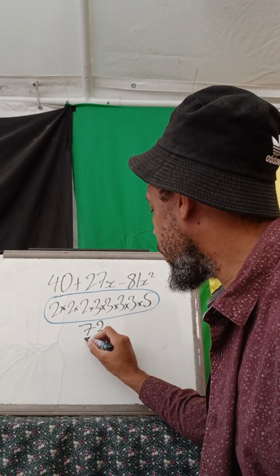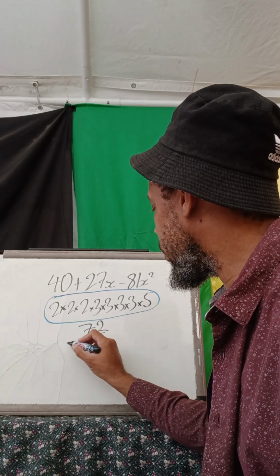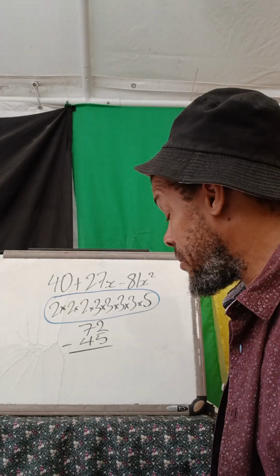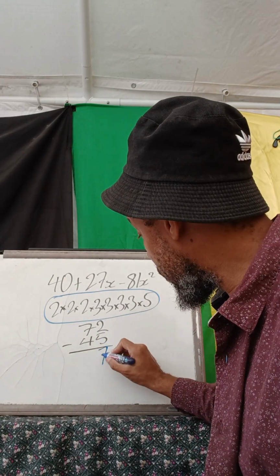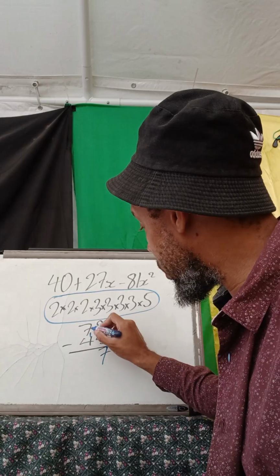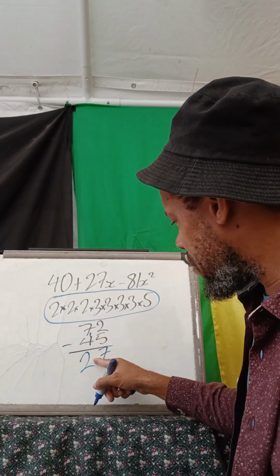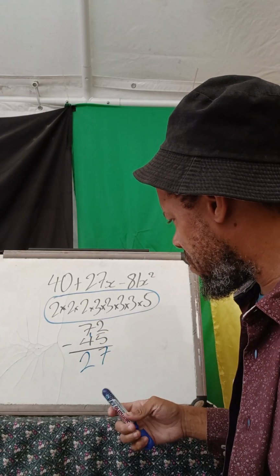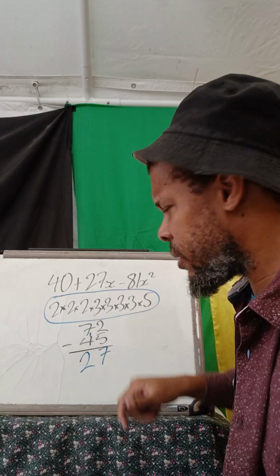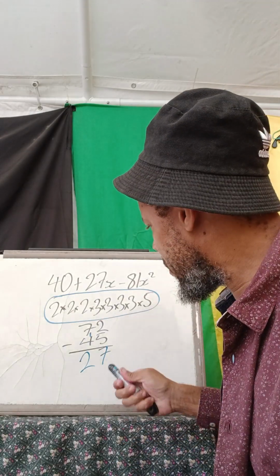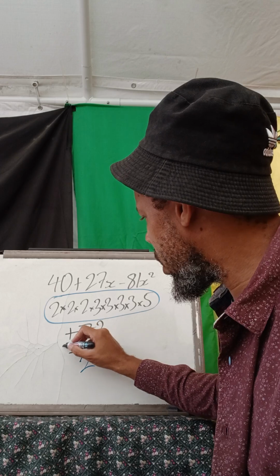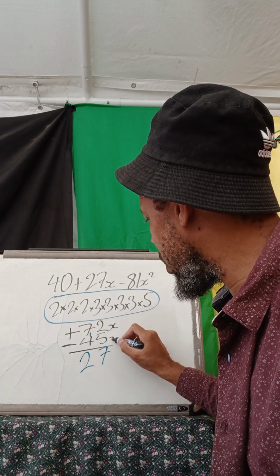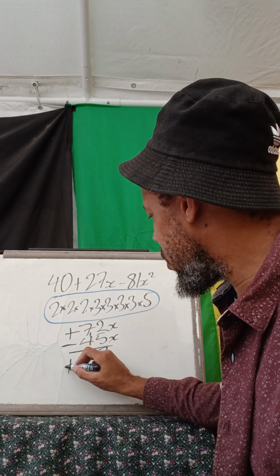72, 45. Alright. Let's add 7 to this. Oh, look at that. Carry a 1. 7 minus 5. This looks a lot like this. And of course, we will just put a plus here, minus here, x here, x here.